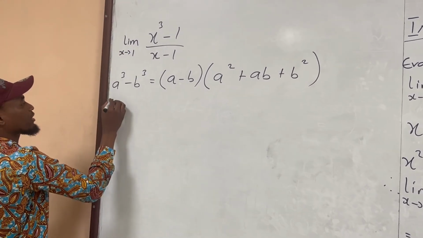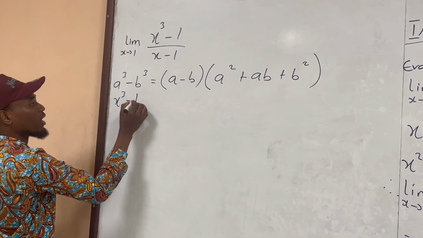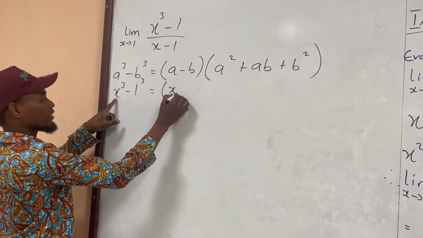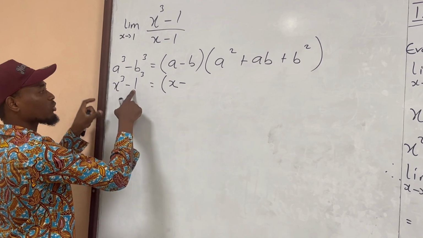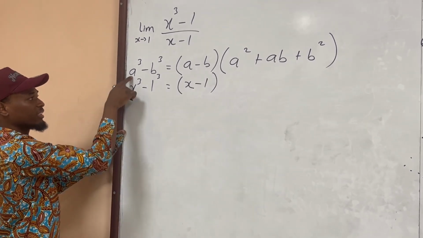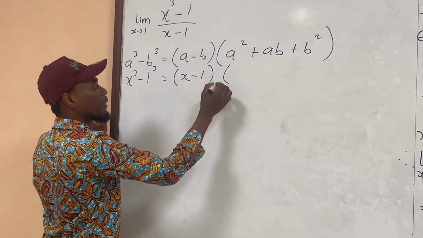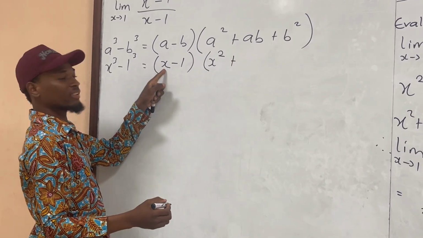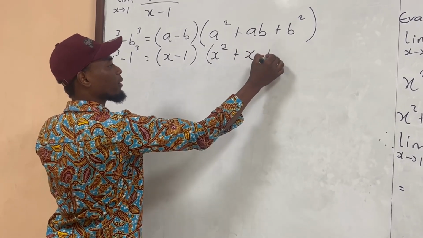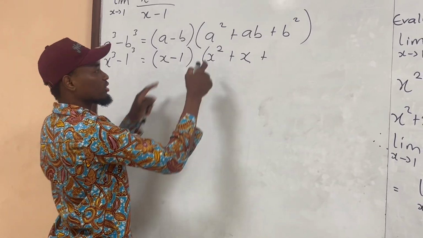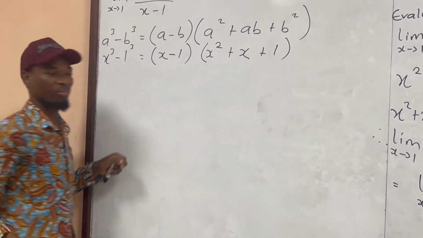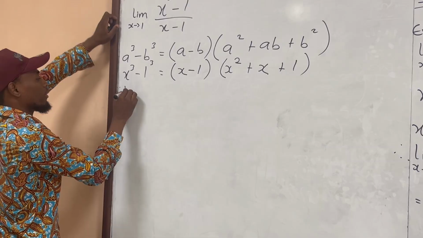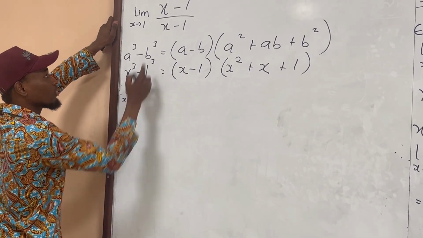So if I have x cubed minus 1, it is the same as x cubed minus 1 cubed, which is the same as, I have the x here, then minus what? My b here is 1. Okay, so this is a and this is b. So I have a squared, which is x squared, then plus 1 times x is x. Then plus, this is my b, b squared is 1 squared, which is 1. As simple as that.